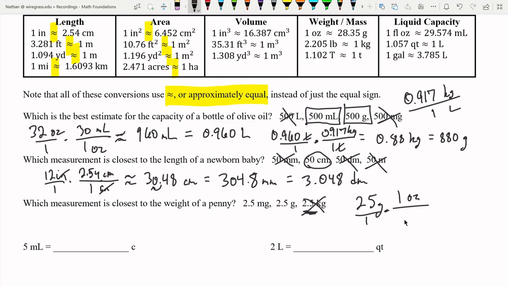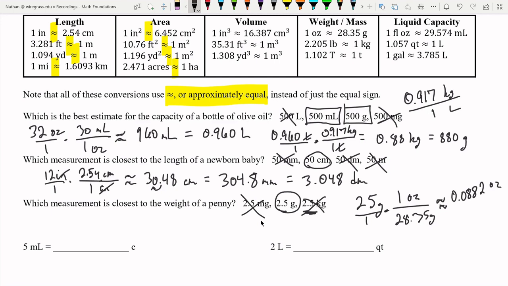There's going to be 1 ounce for 28.35 grams. That's going to give us 2.5 divided by 28.35. I should do approximately here. 0.0882 ounces. And that to me seems reasonable for the weight of a penny. So if this is reasonable, then that means 2.5 milligrams, which is 1,000 times smaller than this, is way too small. So now let's just take some general conversions.